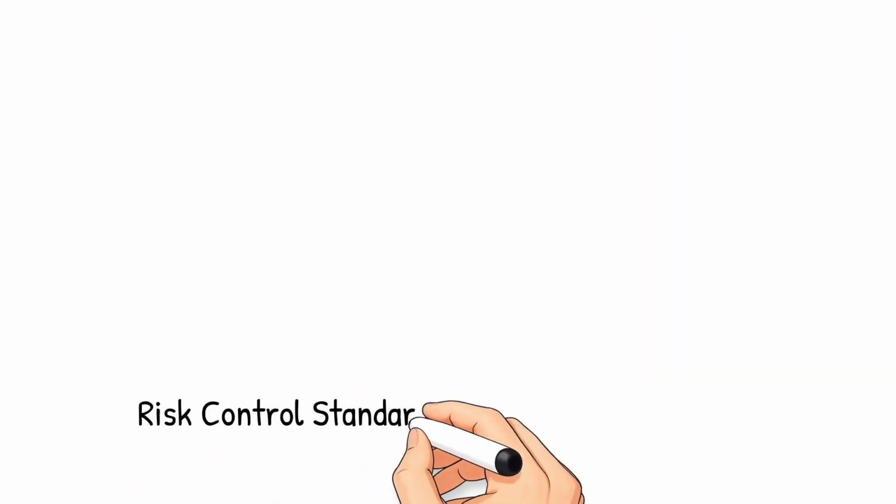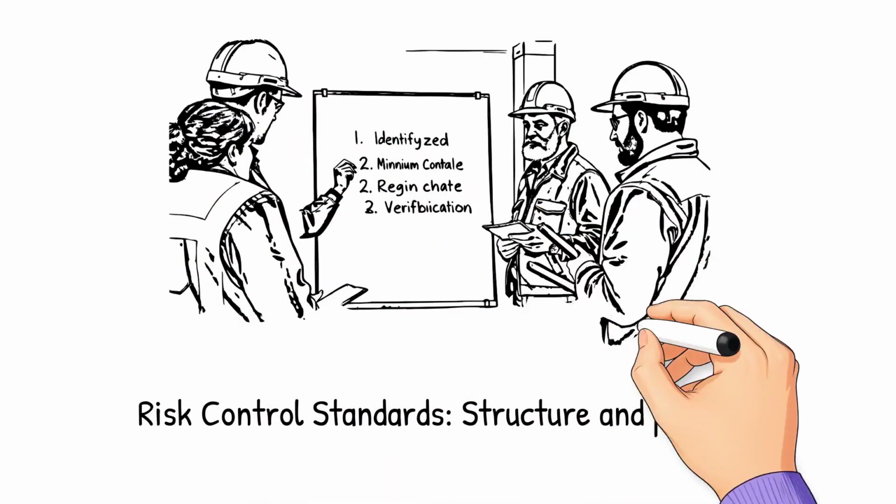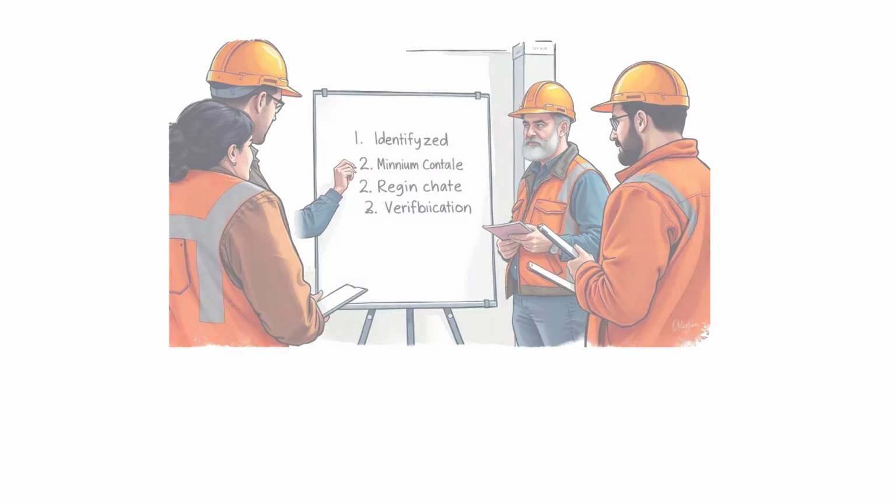Now that you understand why risk control standards matter, let's break down how they are structured. Every RCS, regardless of industry, follows a simple logic: identify the hazard, define the minimum controls, and specify verification requirements. This structure ensures that risk control is not left to interpretation.